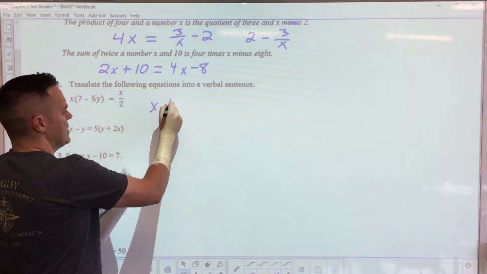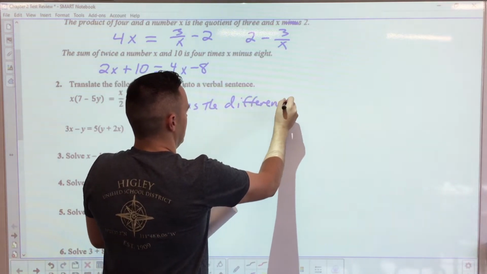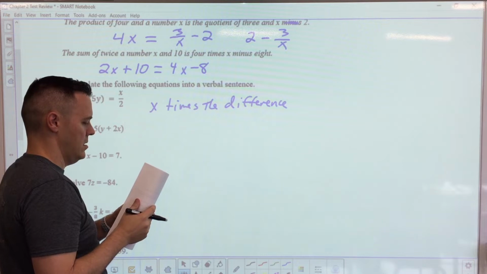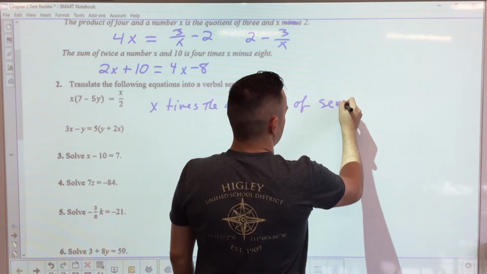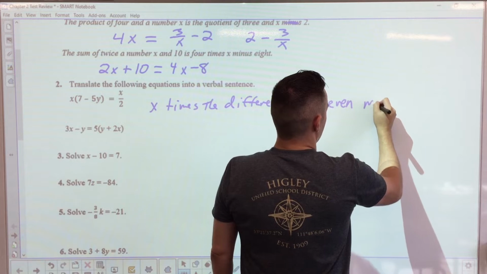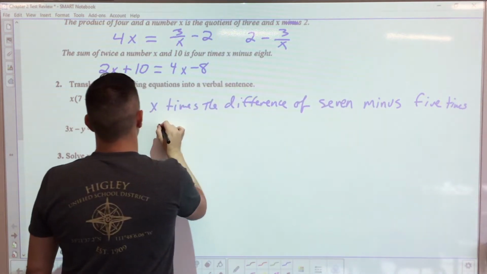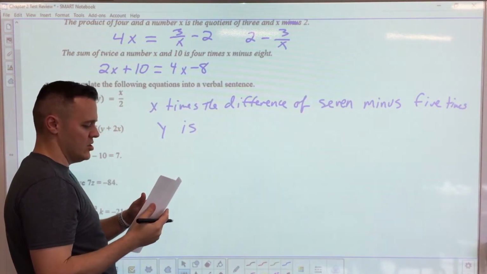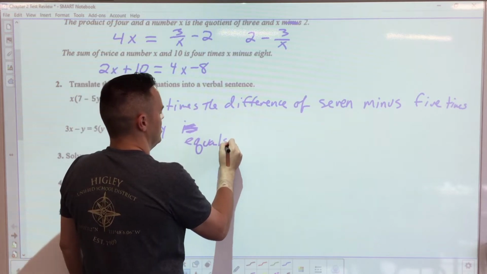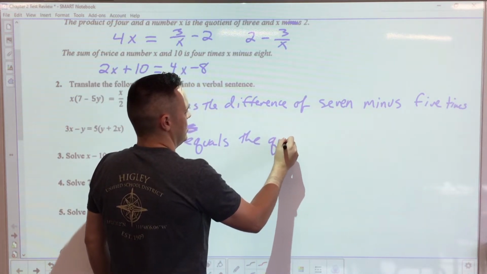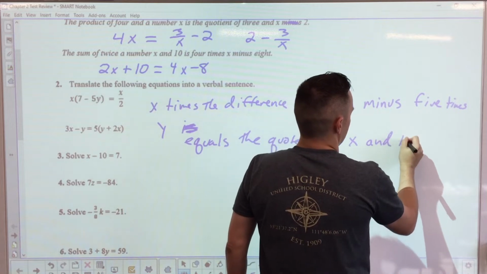It would be x times the difference, I'm looking at the test, x times the difference of 7 minus 5 times y is, and then make sure you understand, is or equals, the quotient of x and 2.